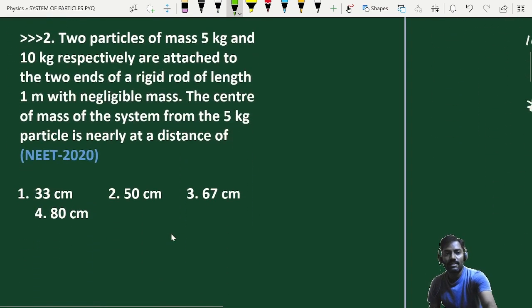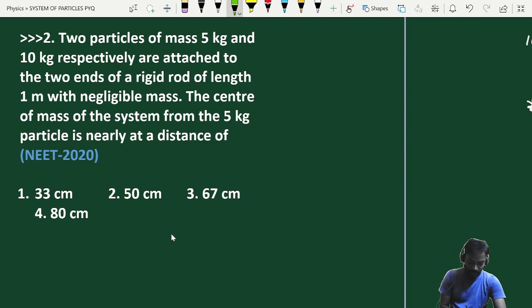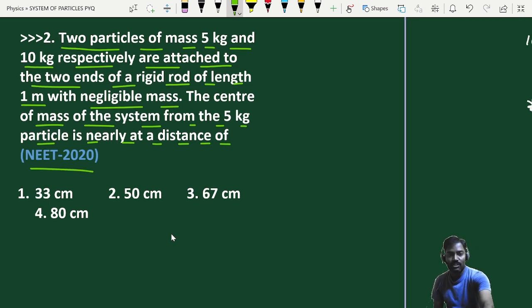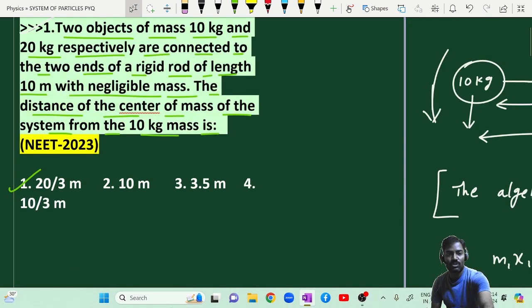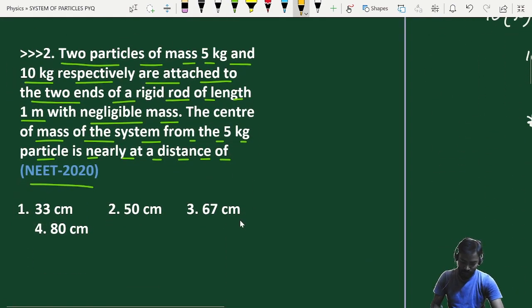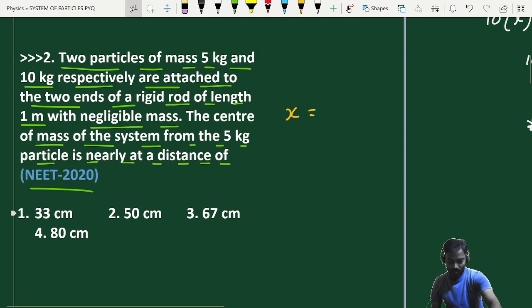Then next move on to the second question. The question here is, two particles of mass 5 kg and 10 kg respectively are attached to the two ends of a rigid rod of length 1 meter with negligible mass. The center of mass of the system from the 5 kg particle is nearly at a distance of. See, in 2020 as well as 2023, the model of the question is exactly the same. So according to the previous question model, you can find that distance.